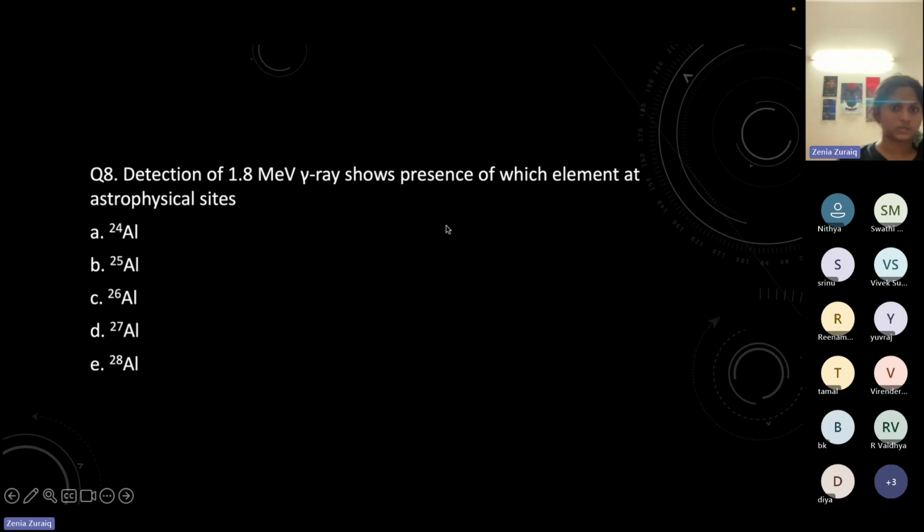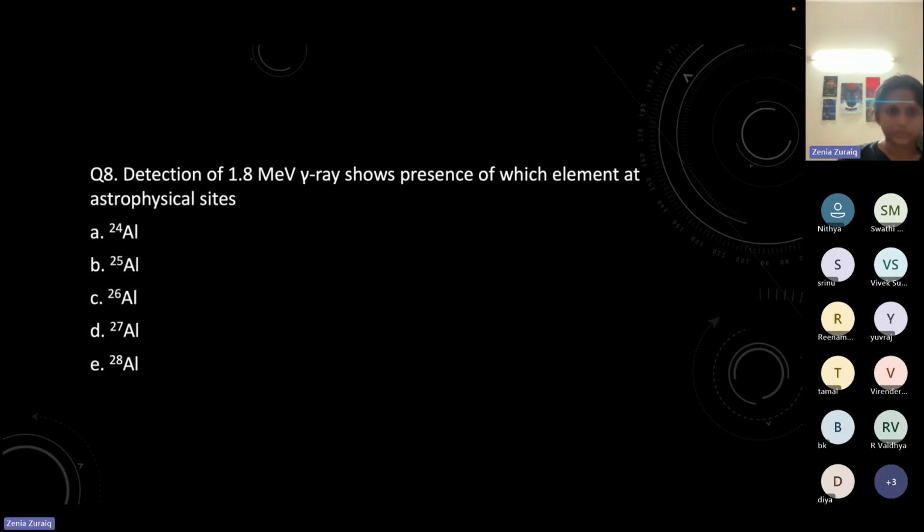This is the next question. Detection of 1.8 mega electron volt gamma ray shows presence of which element? Again, this is something covered in your lectures. So this is emitted by aluminium, but which isotope of aluminium? In a particular reaction, a decay reaction of aluminium, but which isotope?